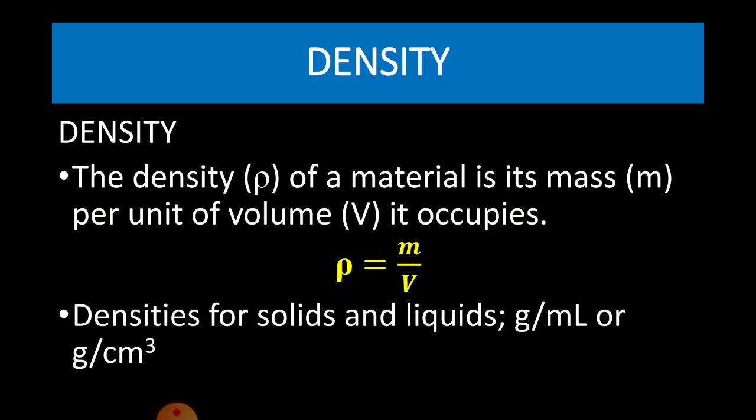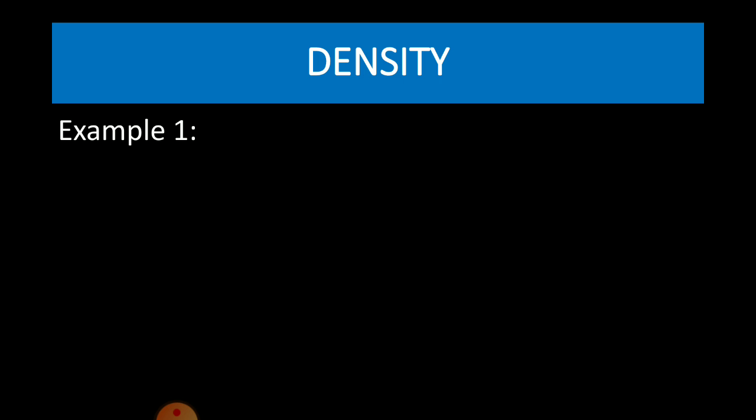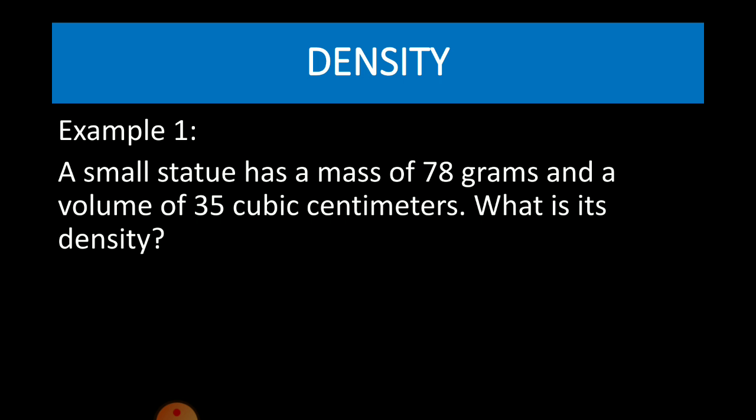Densities of solids and liquids are usually reported in grams per milliliter or grams per cubic centimeter. Those of gases are in grams per liter. For example, a small statue has a mass of 78 grams and a volume of 35 cubic centimeters.